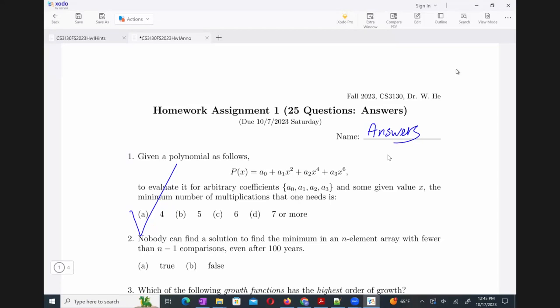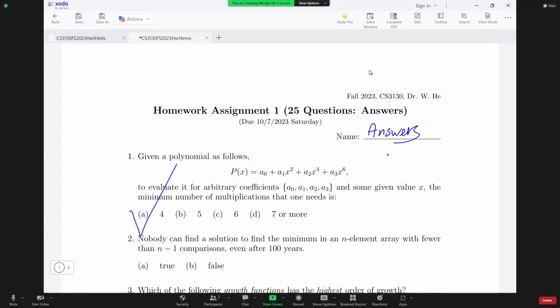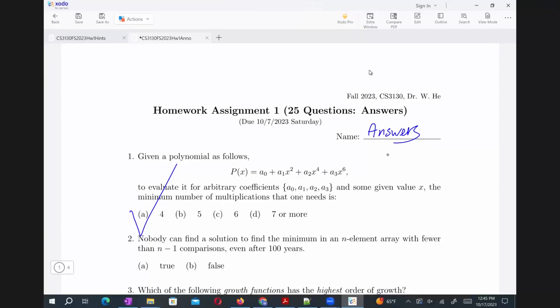You can easily see 6 is not a good answer, because to get a 6, you just apply Horner's rule, right? You didn't take advantage of the special structure. Here, we only have even terms. We don't have odd terms. Only with even terms can you do a little better. You need to take advantage of the special structure.